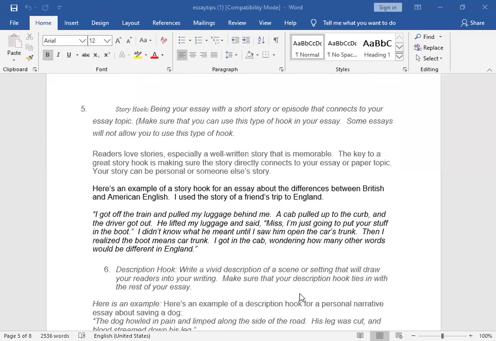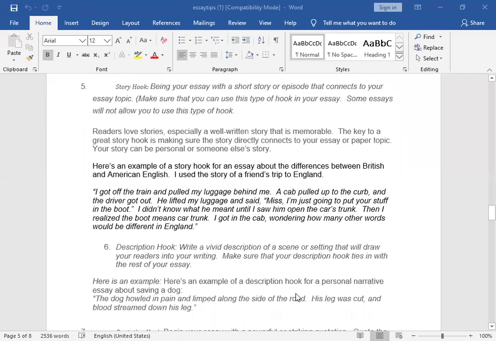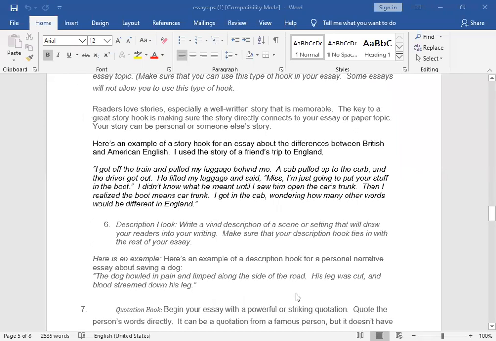Number 6, we could also have a description hook. Write a vivid description. Vivid means interesting, nice. Description of a scene or setting that will draw your readers into your writing. Make sure that your description hook ties in with the rest of the story. I think this one, number 6, is very important for us, especially when we shall be writing.